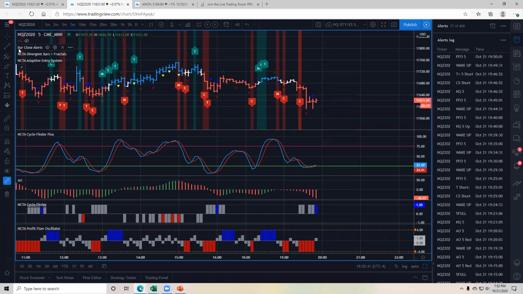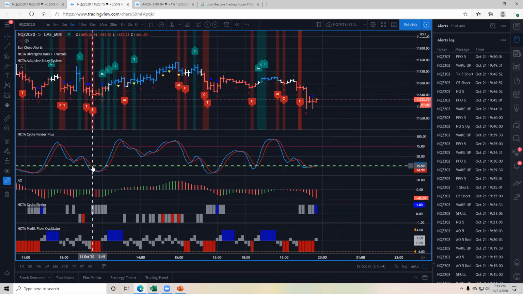So on the price bars, we have the divergent bars and fractals, and we of course have the AES, and AES is what is being highlighted with those green and the red highlights, and then the labels, the T's, the C's, the M's, and T pluses, which I don't see out there right now, but that's all part of the adaptive entry system.